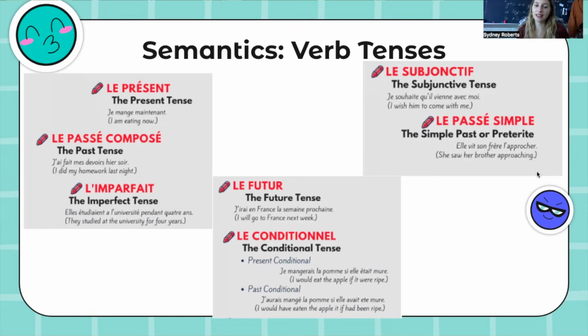Le conditionnel, the conditional tense, so present conditional, I would eat the apple if it were ripe. Je mangerais la pomme si elle était mûre. And then past conditional, j'aurais mangé la pomme si elle avait été mûre.